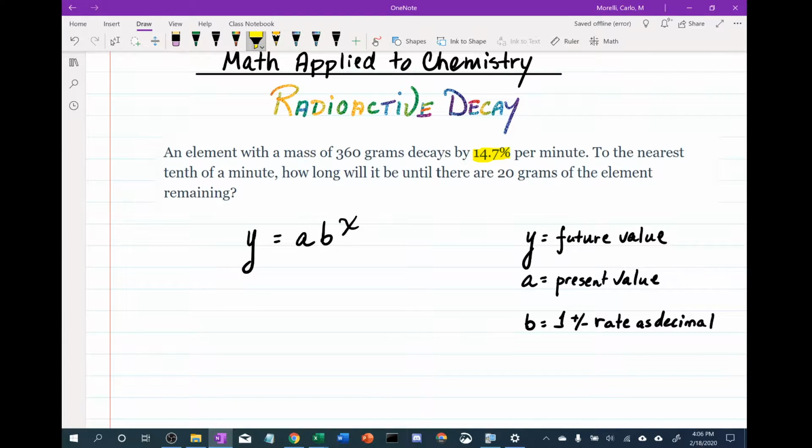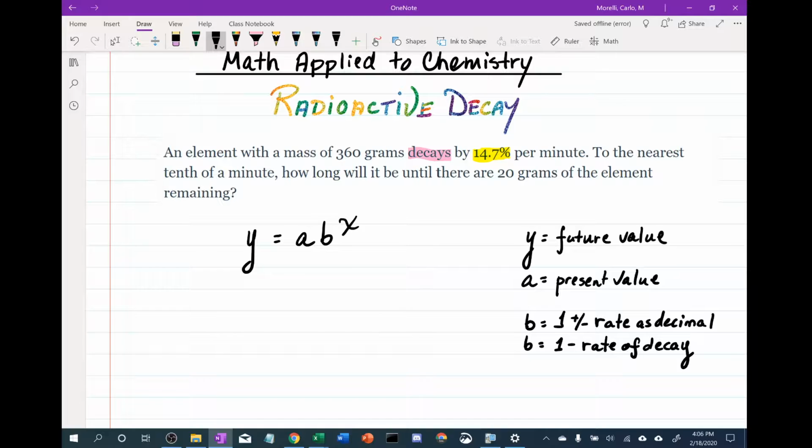So one of the things we want to look at here is, are we dealing with growth or decay? Well, they give us it right there. So the version of the b that we're going to use is b equals 1 minus the rate of decay as a decimal.